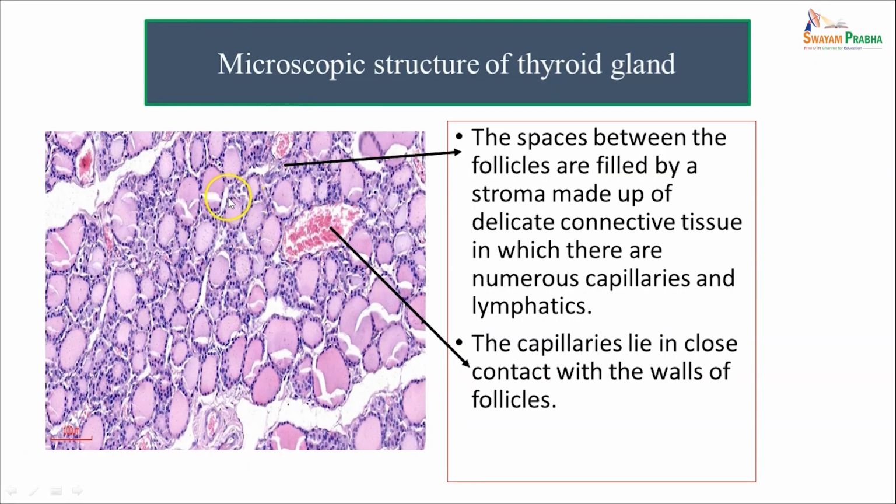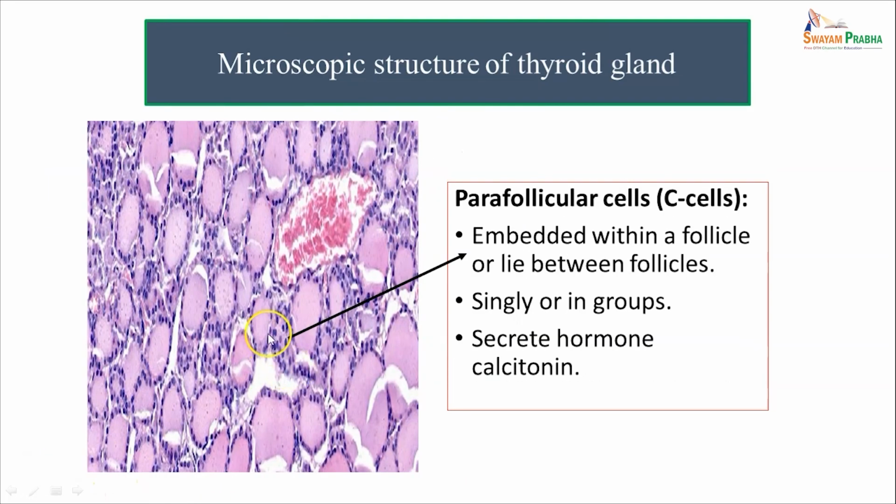The spaces between the follicles are filled by stroma, which is a delicate connective tissue in which there are numerous capillaries and lymphatics. The capillaries lie in close contact with the walls of the follicles. There is another group of cells called parafollicular cells, also called C cells, embedded within the follicle or present in between the follicles.